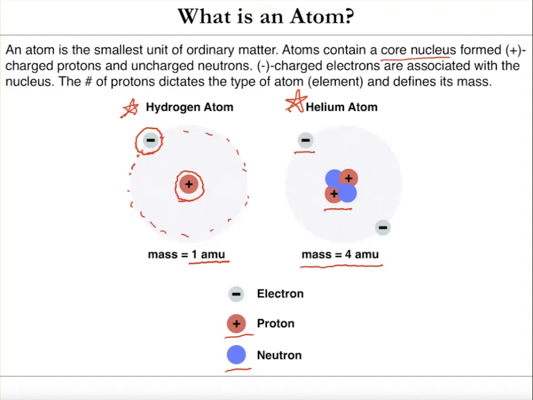The nucleus of the helium atom is going to be surrounded by 2 negatively charged electrons. The positive charge and the negative charges have to cancel each other out, or you have a charged atom if there are more electrons than protons, or fewer electrons than protons in the atom. So that's an atom. It's the smallest unit of ordinary matter, made up of protons and neutrons in the nucleus, surrounded by negatively charged electrons that neutralize that charge.